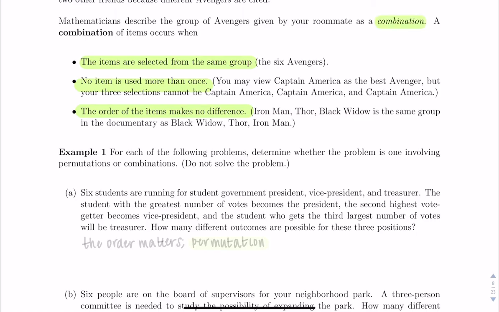So for each of the following problems, determine whether one is involving permutations or combinations. We're not trying to solve them. We just want to know, is it a permutation or a combination?